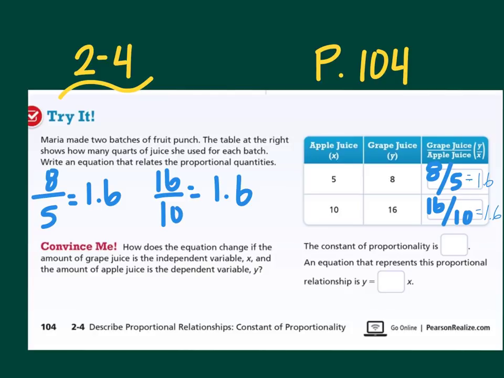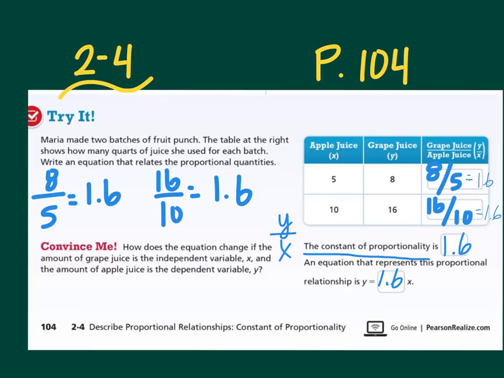So we're going to get what's called the constant of proportionality by dividing the y and the x. So in this particular example, that gave us 1.6. Therefore, an equation that represents this relationship would be y equals 1.6x. So again, the 1.6 is our constant of proportionality.